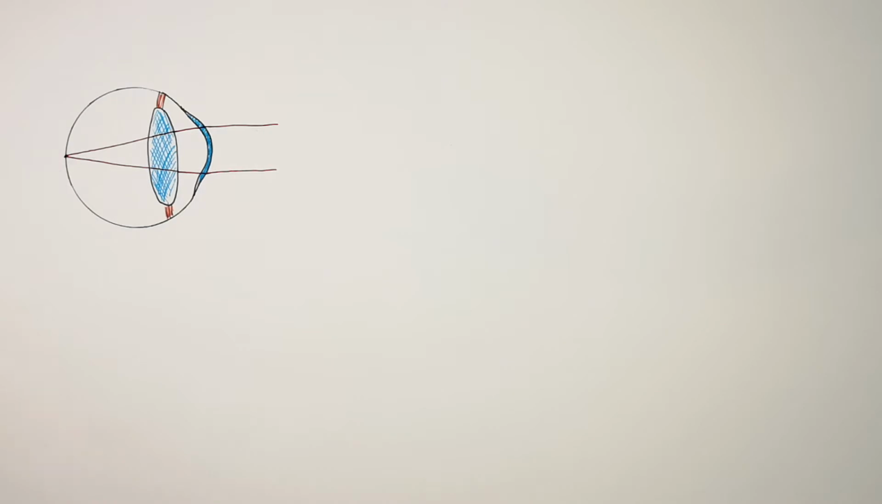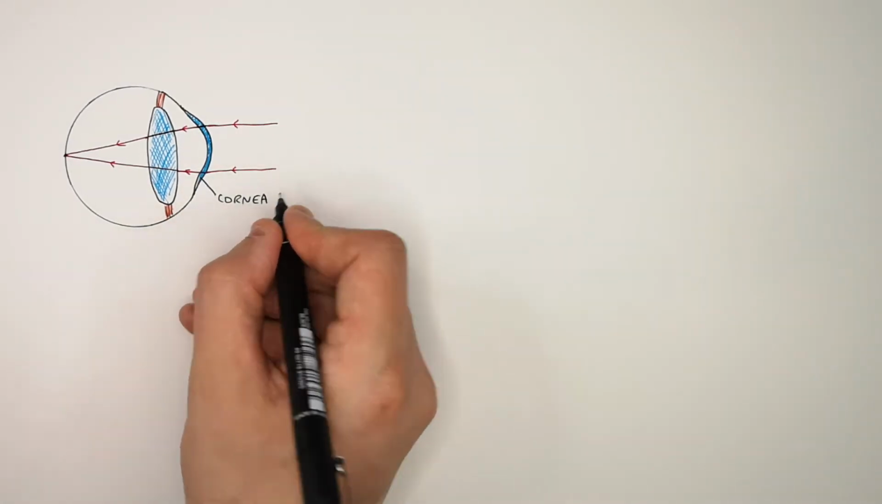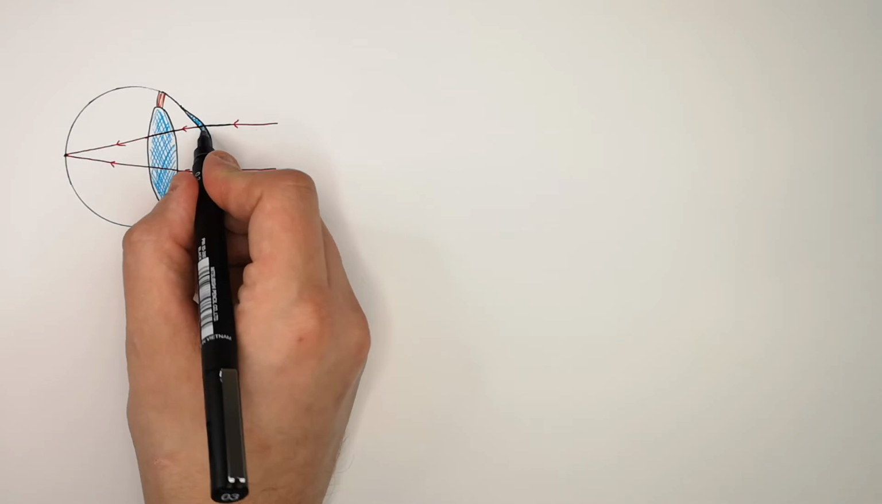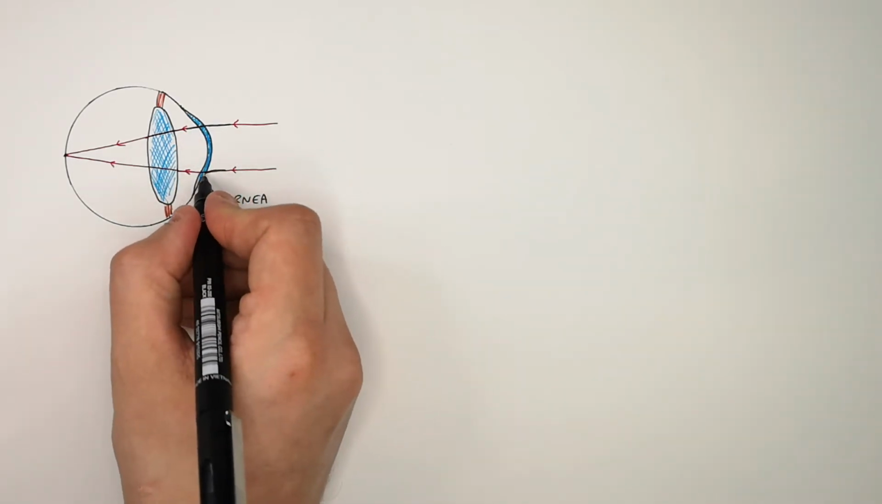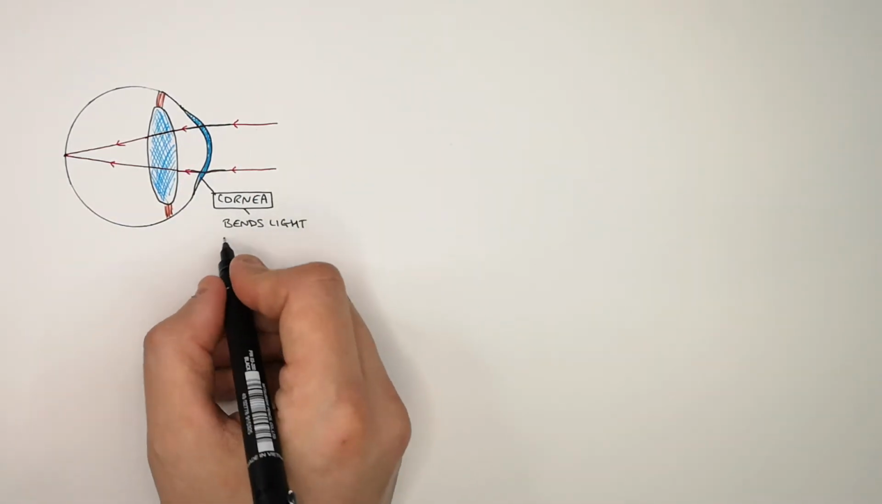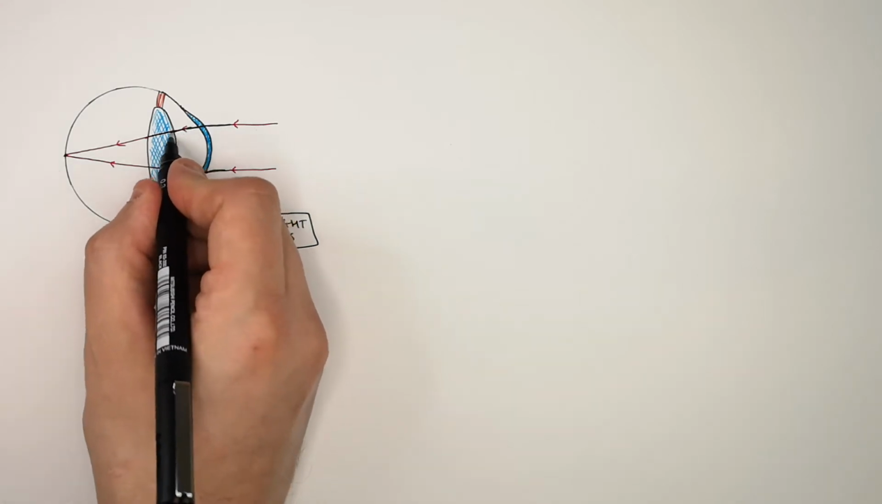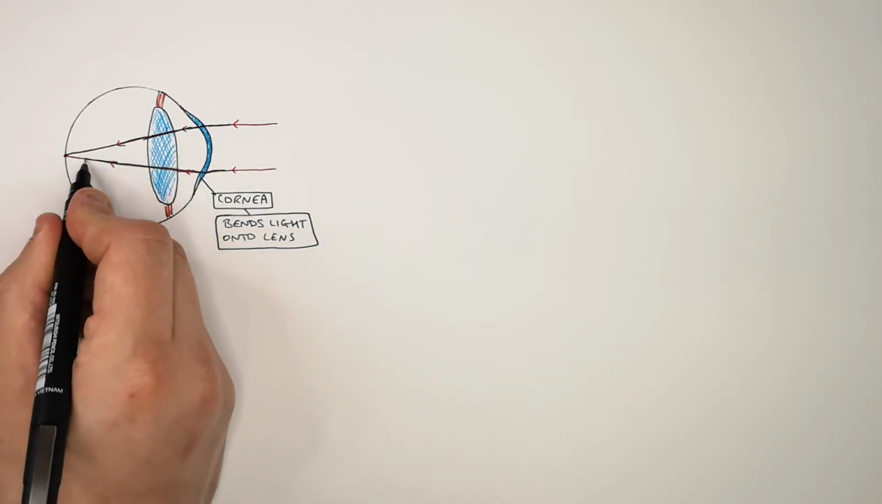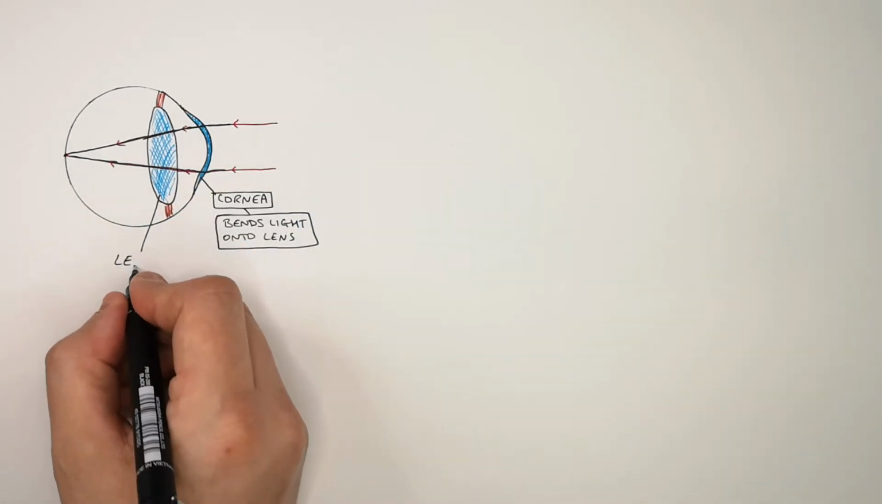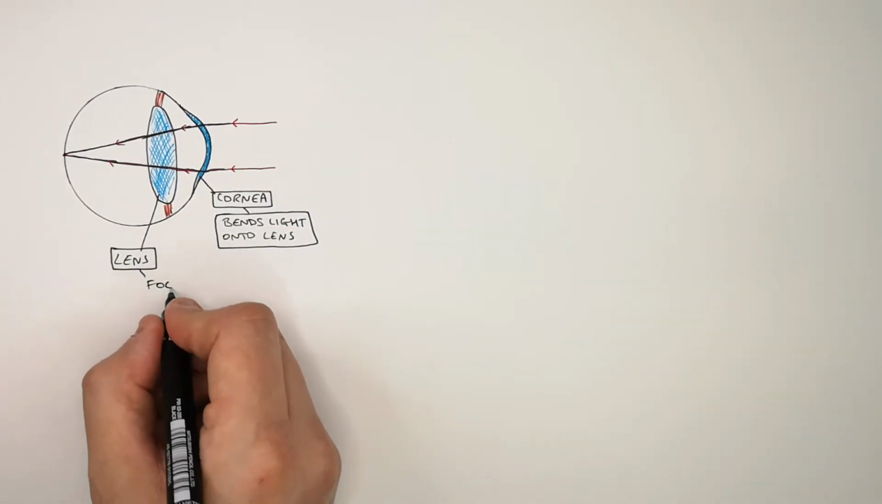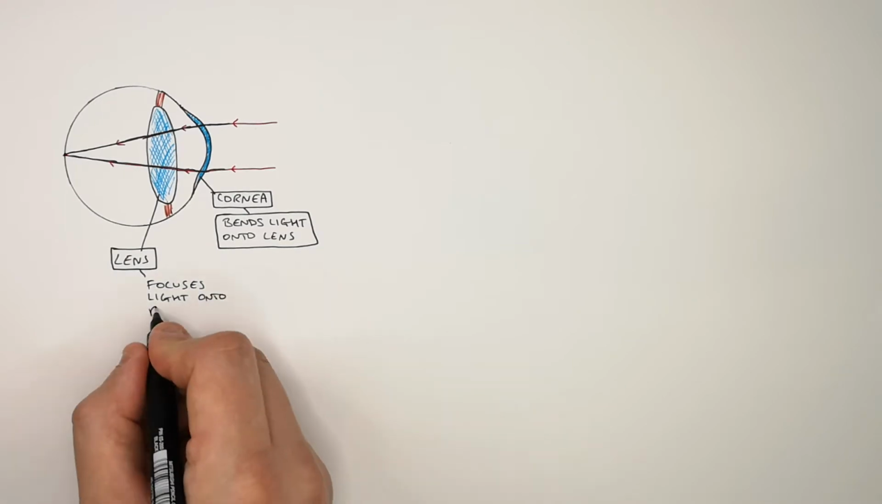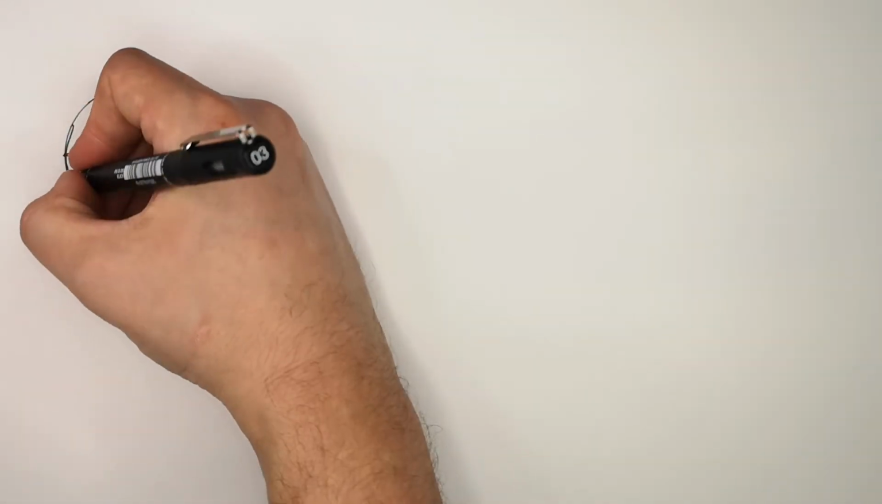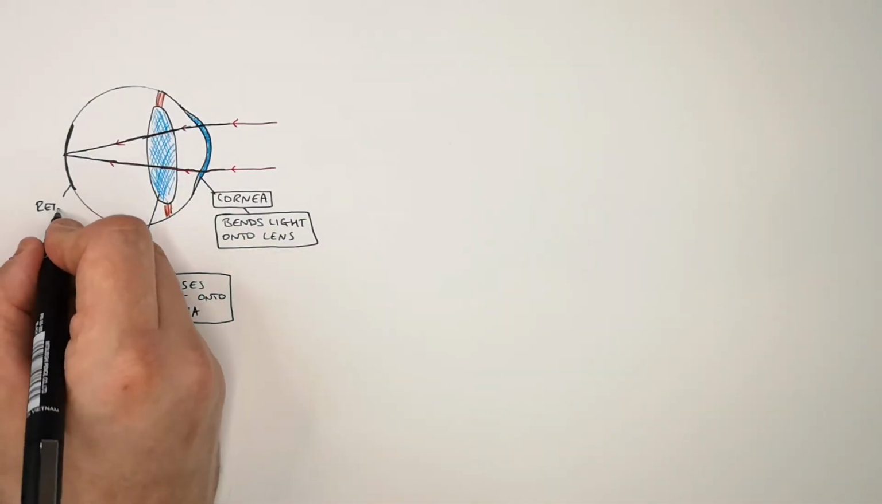So remember, what the cornea does: the cornea is going to bend the light, so it refracts the light towards the lens. And the lens is going to refract or bend the light towards the point on the retina. So it focuses the light onto the retina.